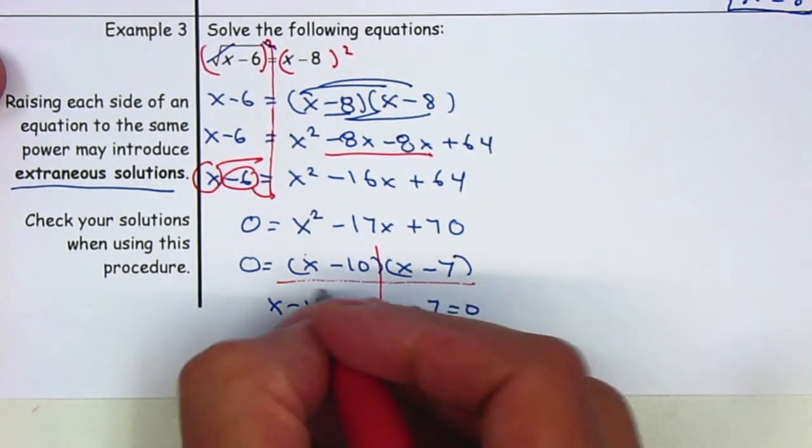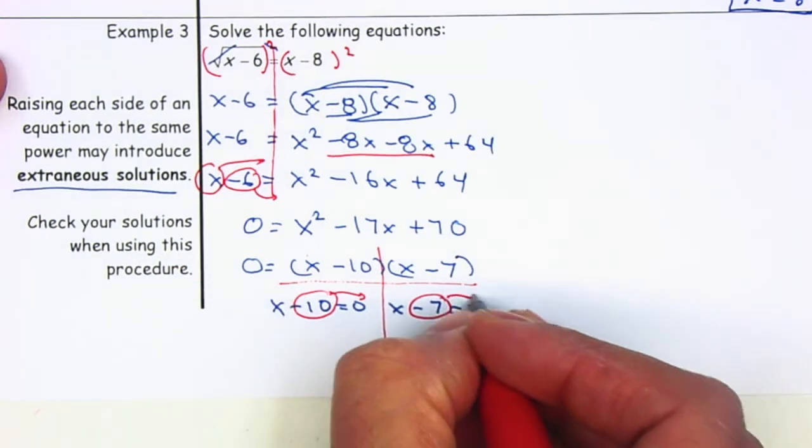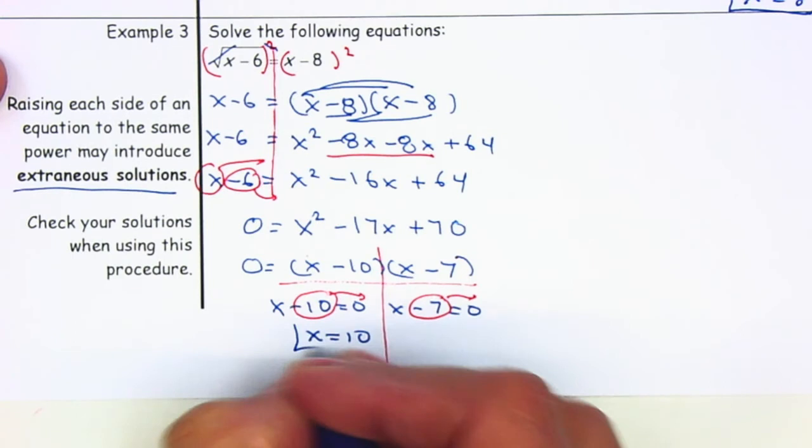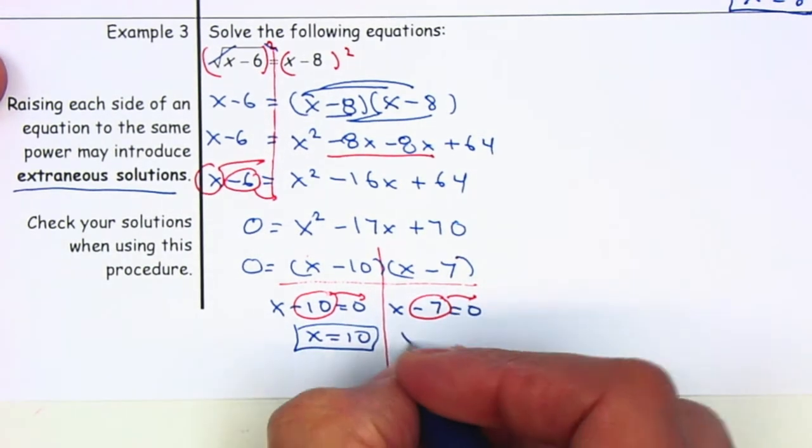I'm going to move my 10 to the right hand side and my 7 to the right hand side. That will give me x is equal to 10. Move my 7 to the right hand side because x is equal to 7.